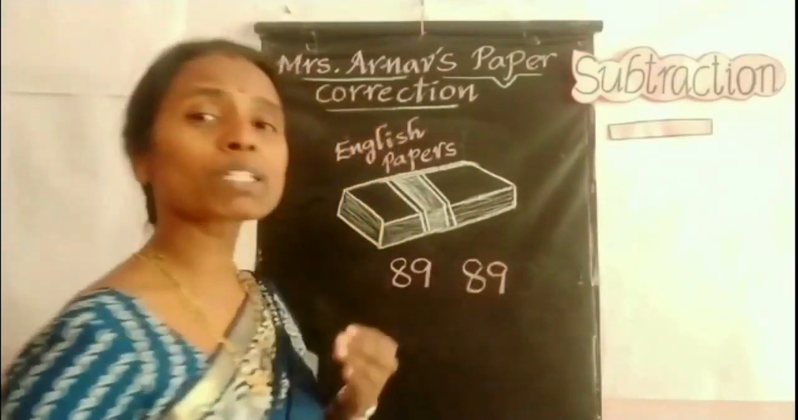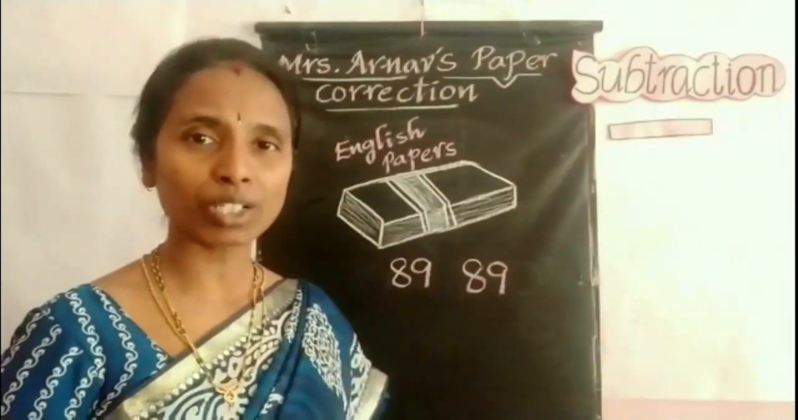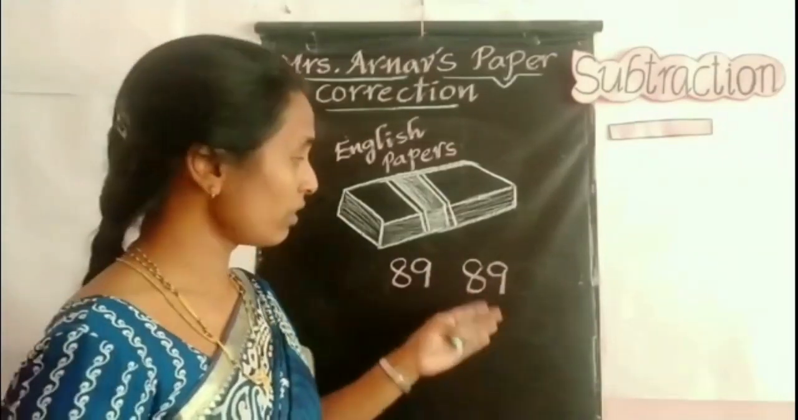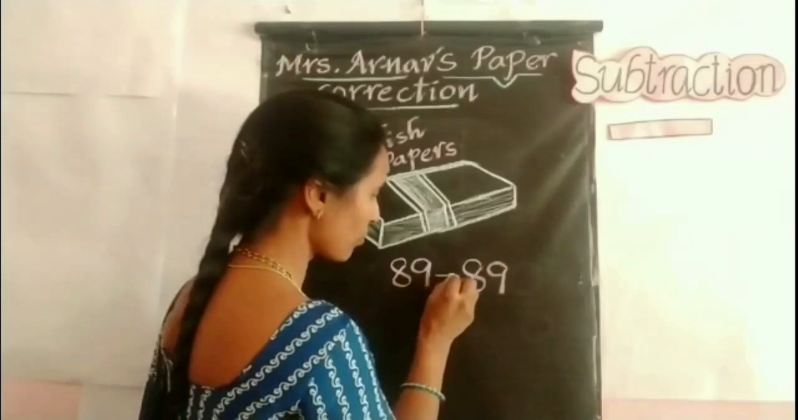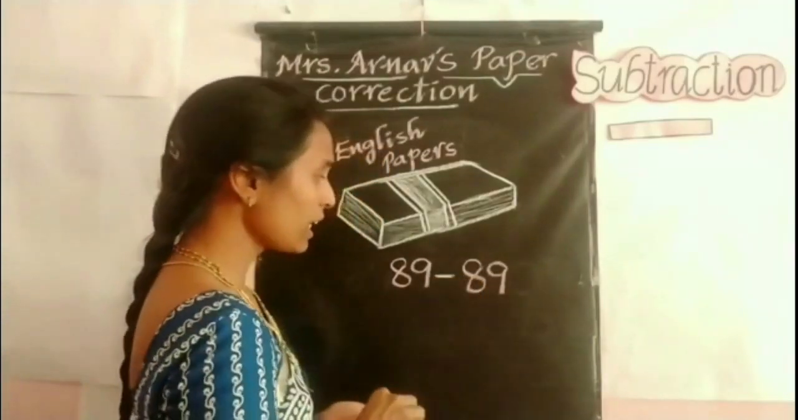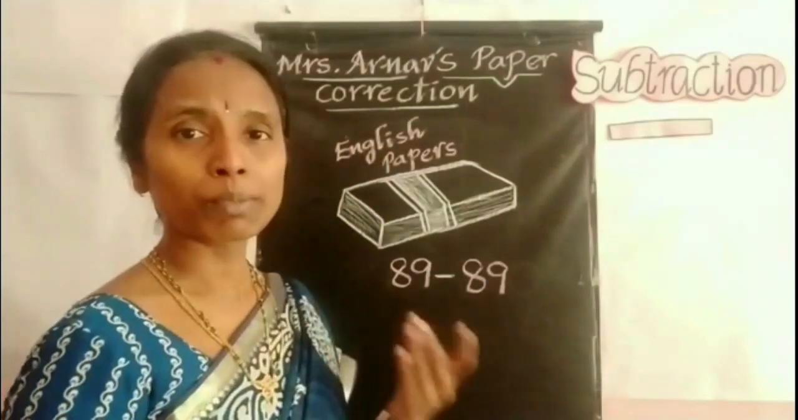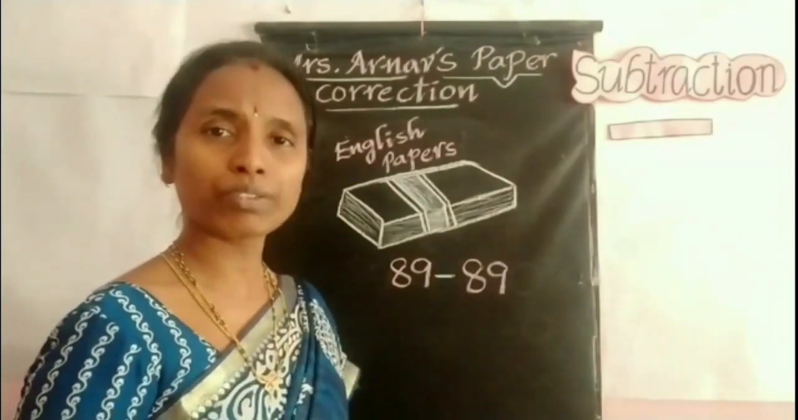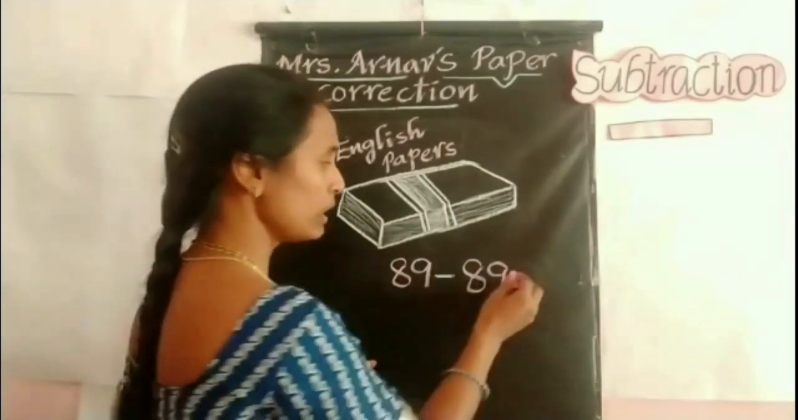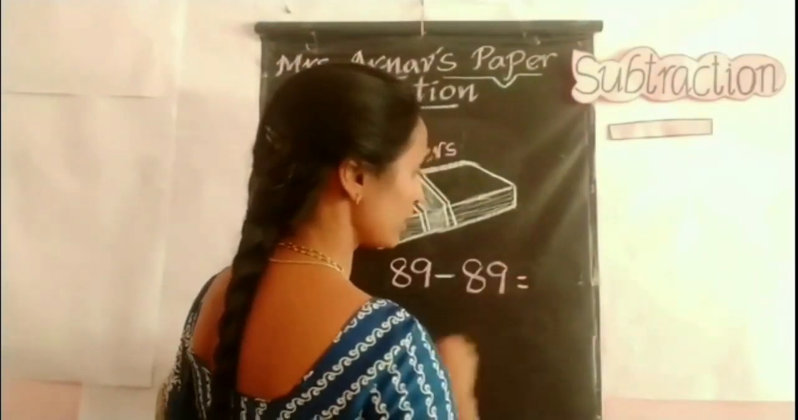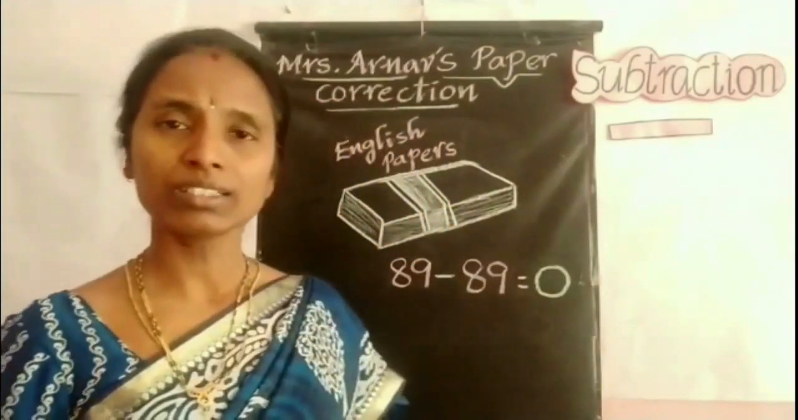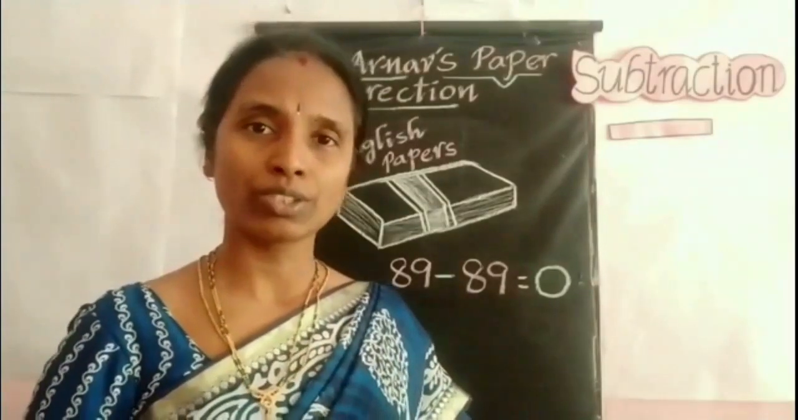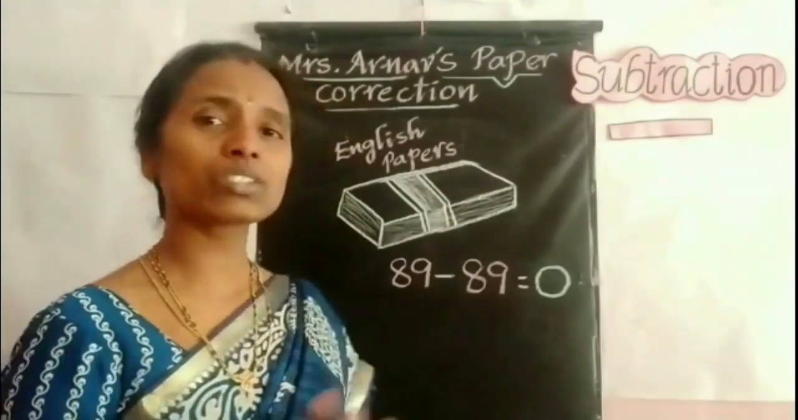Means how many papers are left over? How can we find out? Yes, I should take away 89 from 89. Take away means nothing but subtraction. 89 minus 89, the total papers she corrected. Is there any paper left over, children? No. No means nothing, the answer is: the difference is 0. 89 minus 89, the difference is 0.